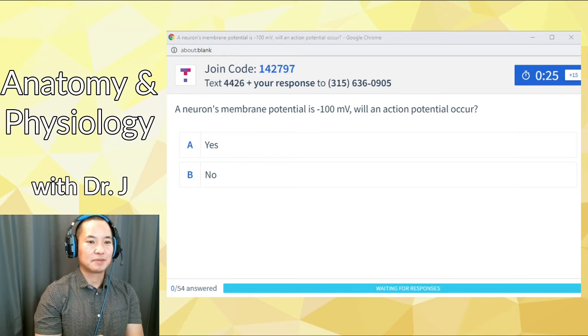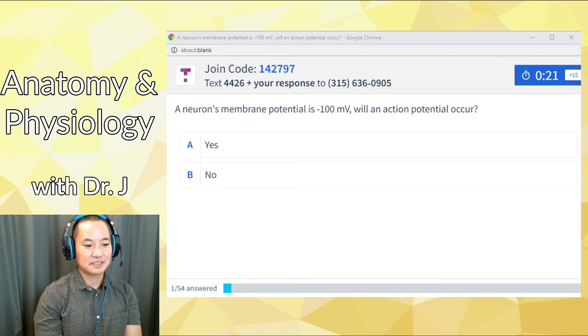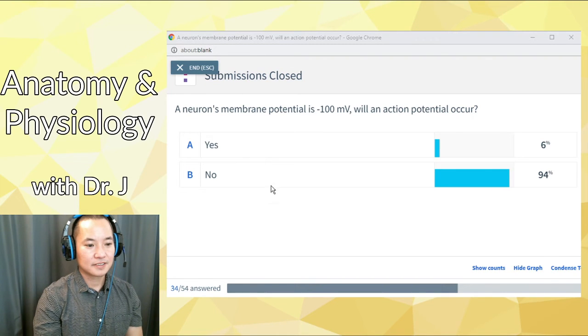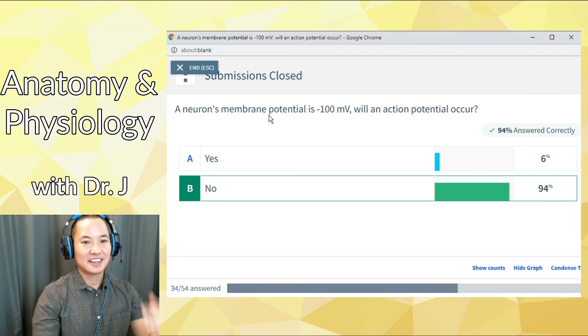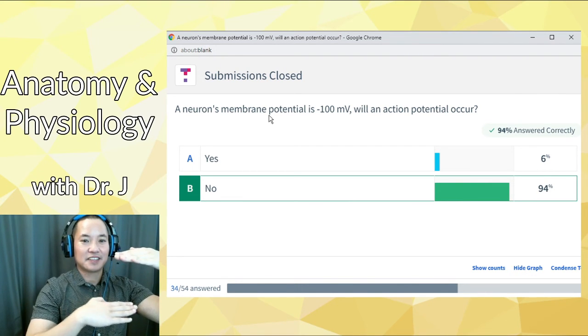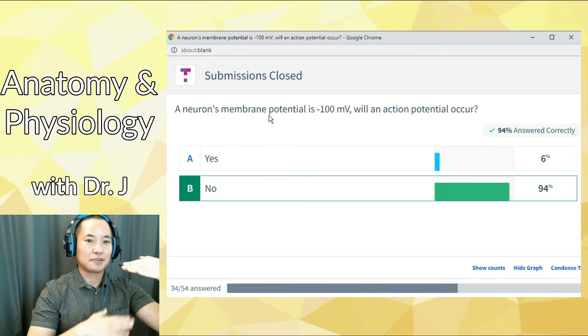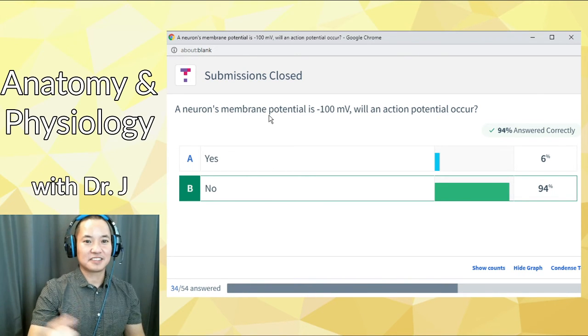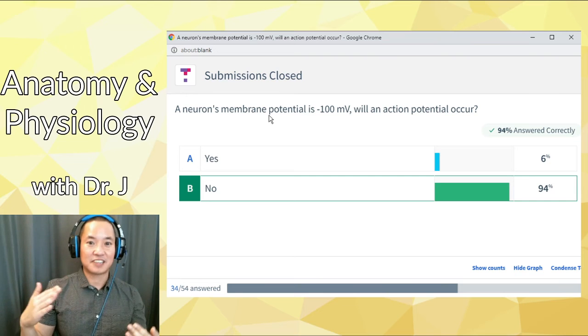So a neuron's membrane potential is negative 100 millivolts. Will an action potential occur? All right, it looks like most of you said no, and most of you are correct. Negative 100 is way below that threshold of negative 50 to negative 60. So you're further away from that threshold target. It's like that snowboard rolled further downhill.